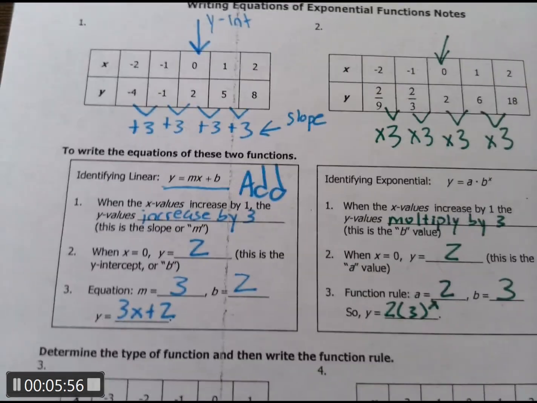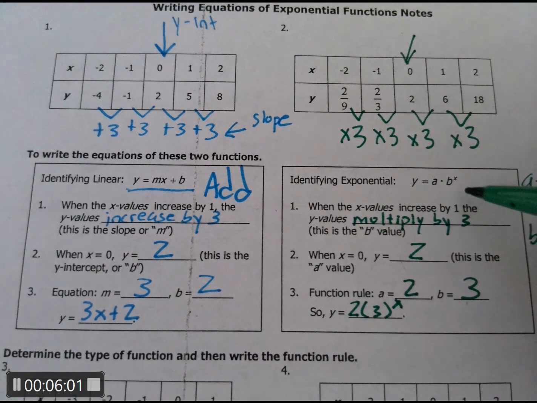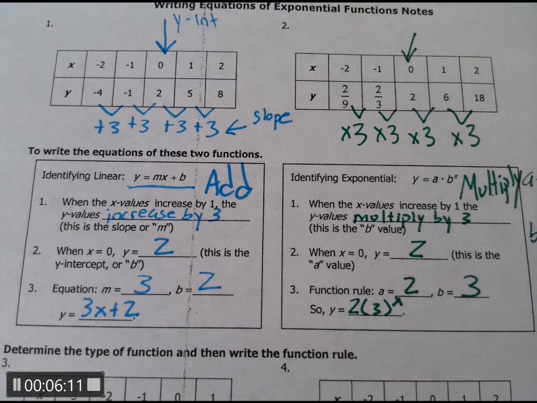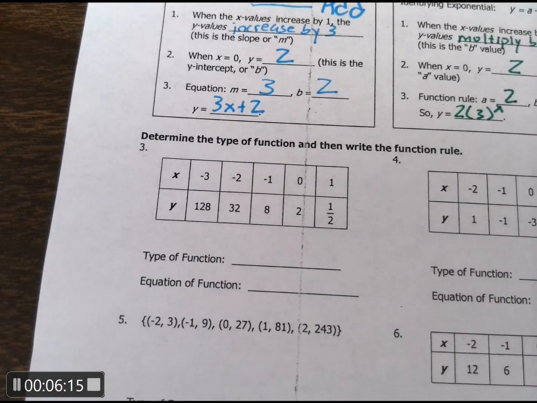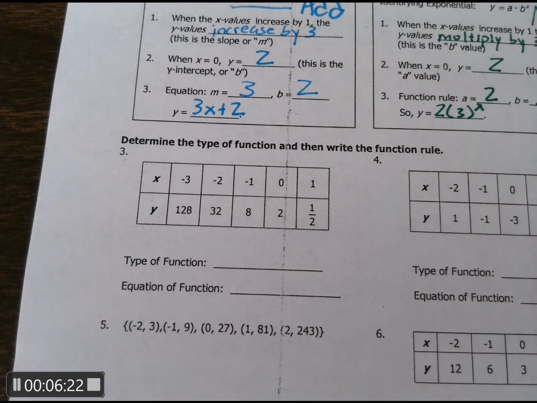So again, linear, we had to add. Exponential, we have to multiply. What do we have to do in exponential? We multiply. Alrighty, so now for number 3, we are going to determine our type of function, and then we are going to write the function rule.